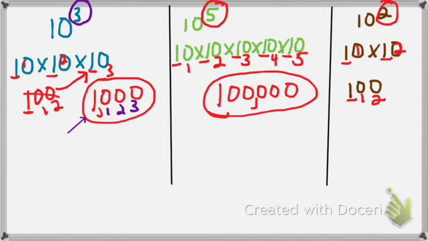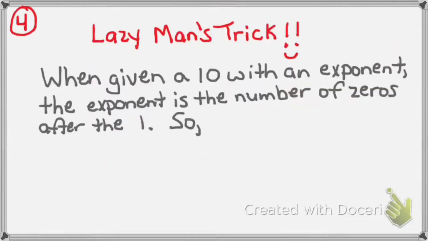So it's going to be a 1 with 3 zeros for 10 to the 3rd, giving me 1,000. Or a 1 with 5 zeros for 10 to the 5th, giving me 100,000. Or a 1 with 2 zeros for 10 to the 2nd, giving me 100. So for number 4, my lazy man's trick: when given a 10 with an exponent, the exponent is the number of zeros I add after the 1.